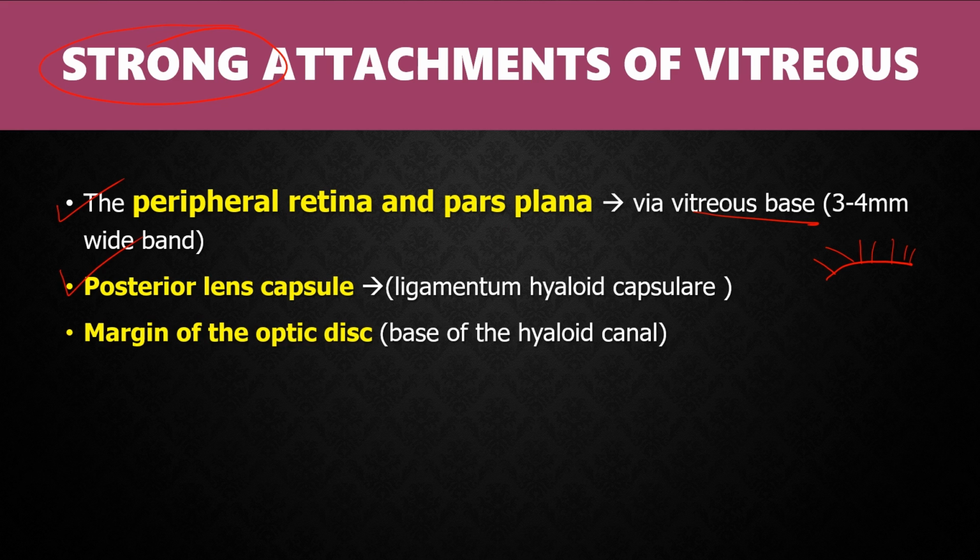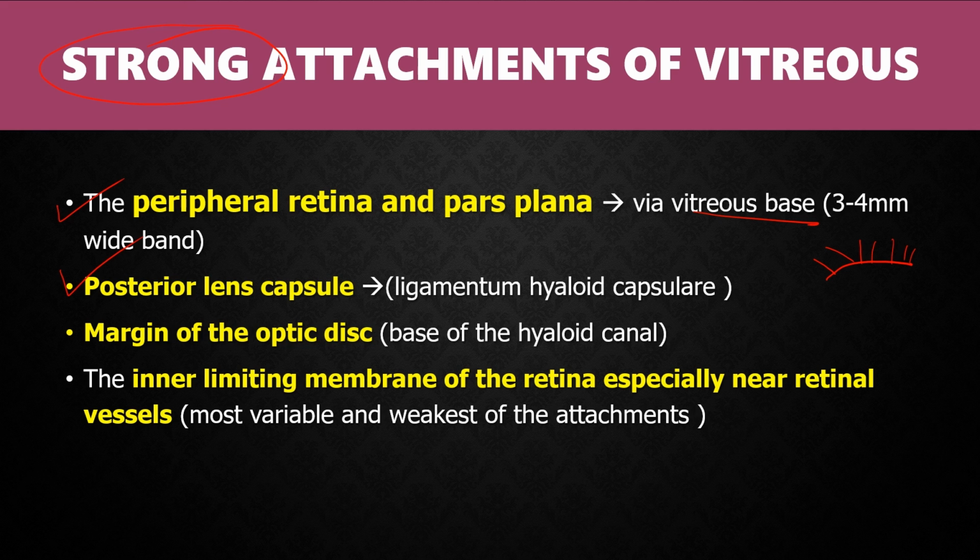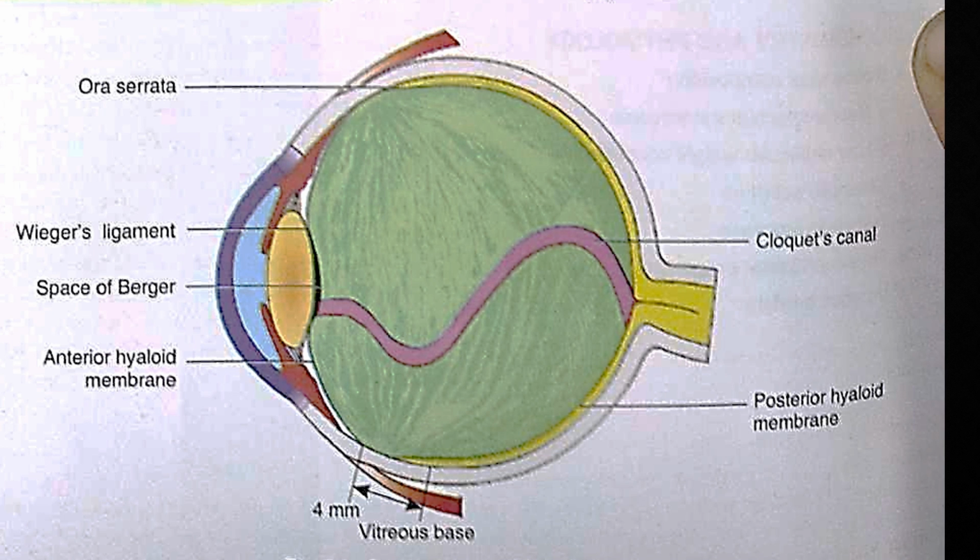Apart from that, the vitreous is densely adhered to the margin of the optic disc at the base of the hyaloid canal, and also it is attached to the internal limiting membrane of the retina, especially where there are retinal vessels. Now, this attachment to the retinal vessels is actually the most variable and the weakest of its attachments. So the first strong adhesion of the vitreous that we are going to talk about now is in the region of the ora serrata, and that is the vitreous base.